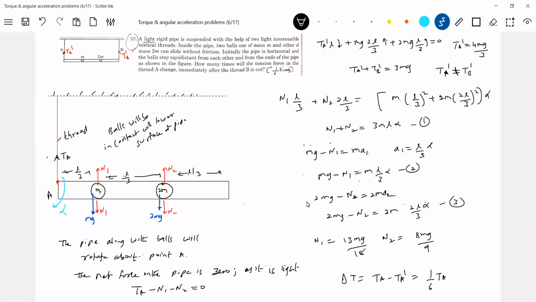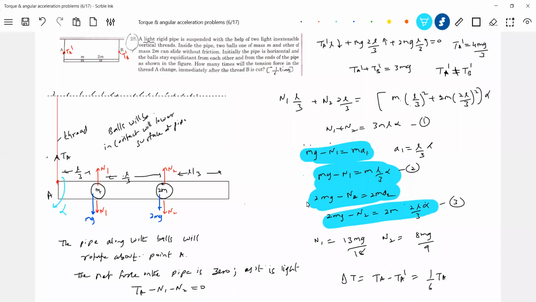Now again your doubt. Sir, what are these? From where did you bring this? You said it will not have any linear acceleration, no translatory motion. But again you wrote the acceleration equation. How to justify this set of equations?